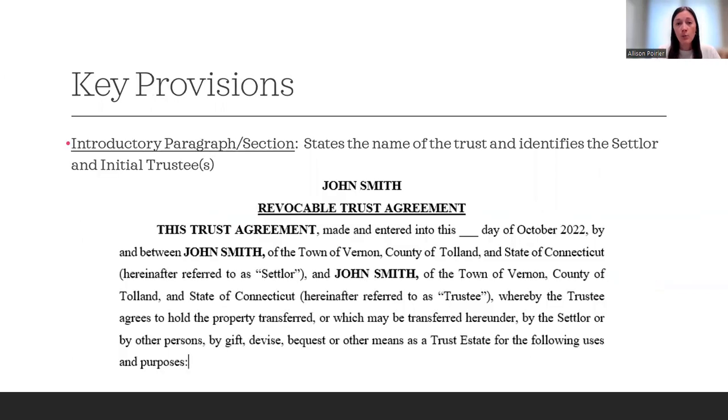One of the key provisions you're going to want to pay attention to, to get all that information of who is the settlor and who is the trustee, is usually in the very first section or the very first paragraph of the trust. So I've copied a piece, or the section, of our revocable trust where we state all that information, and it's right at the top of page 1. It says the name of the trust right at the top. It says John Smith, and we identify where he lives. He's the trustee of the trust. He is the settlor of the trust. So all that information is going to be right up front.